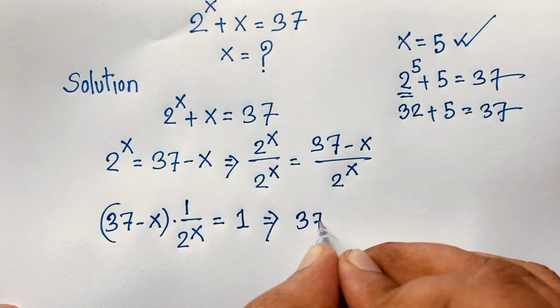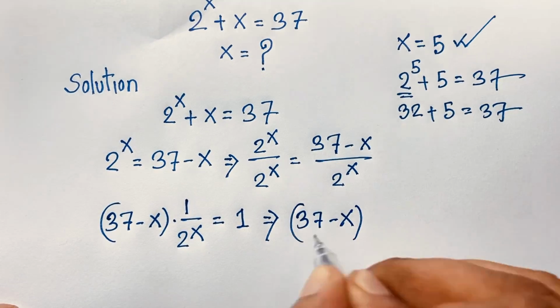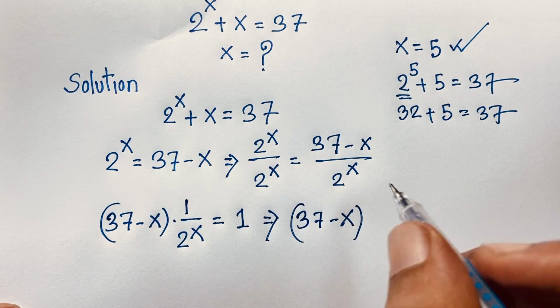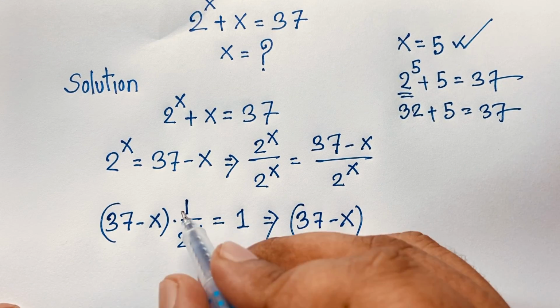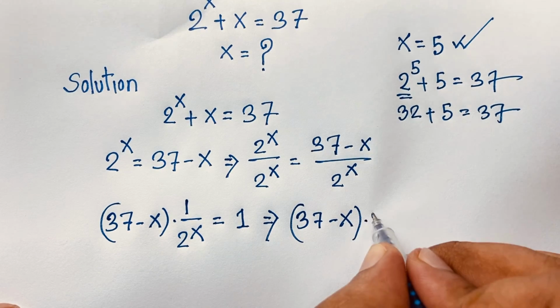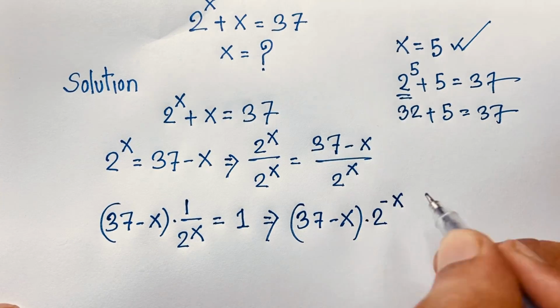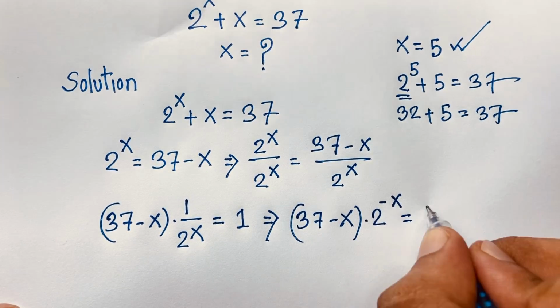Now at this moment if I evaluate this expression, you can see that this expression will be 37 minus x, and according to exponential law you know that 1 over a to the power n will be a to the power negative n. So 1 over 2 to the power x, it will be 2 to the power minus x is equal to 1.